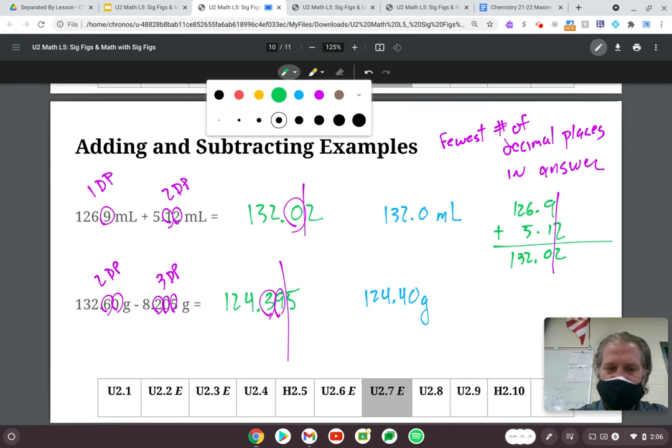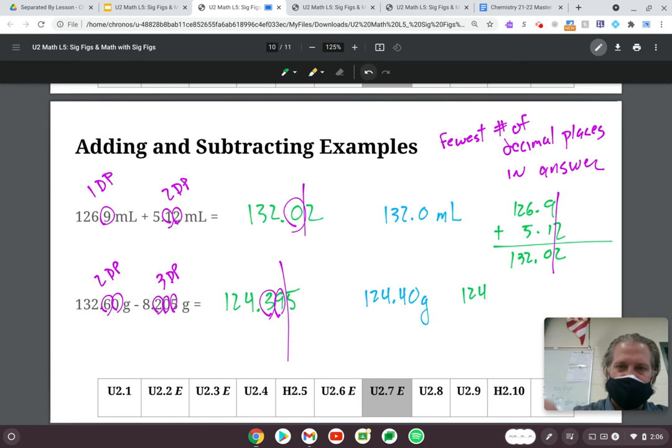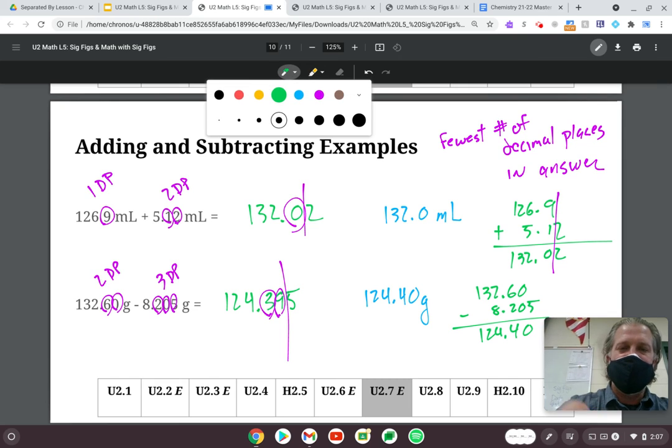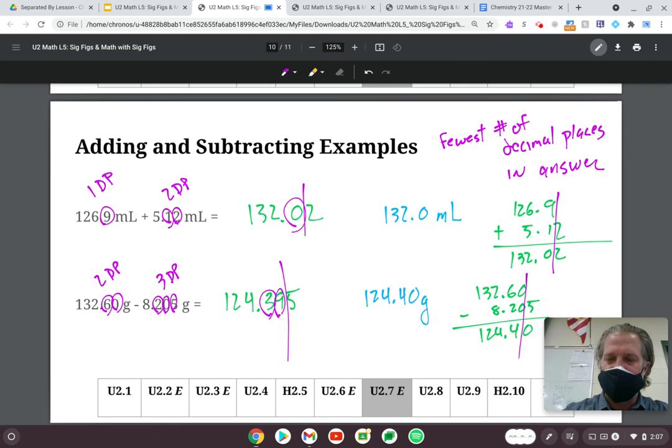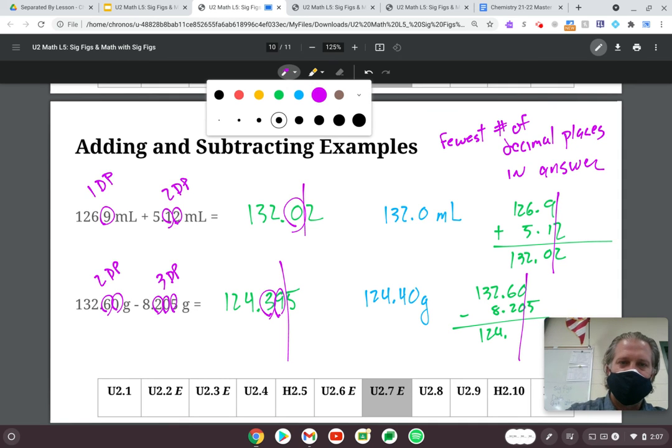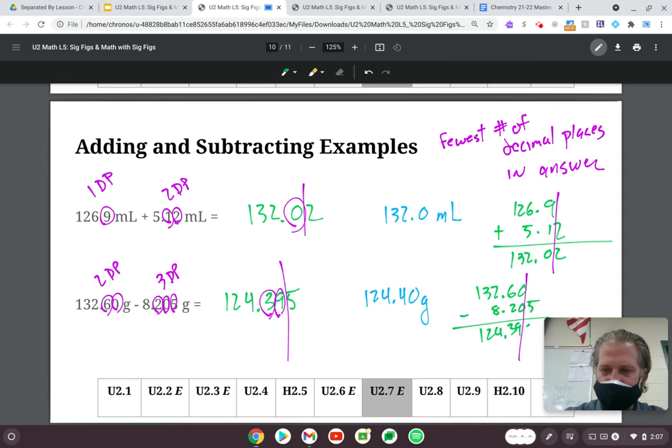So we can do 132.60 minus 8.205, and you get 124.395, and then you locate the fewest number of decimal places and just draw a line, and then you round. That's not 40. I'll erase that and make that better. It should be 395. Okay, but it's just a different way to look at it, but sometimes it makes adding and subtracting with significant figures a little bit easier. Okay?